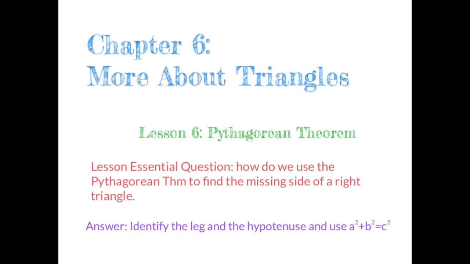So this concludes the lesson on the Pythagorean theorem. So how do we use the Pythagorean theorem to find the missing side of a right triangle? It's important that we identify the legs and the hypotenuse, and then we just use a squared plus b squared equals c squared to solve for that missing side.